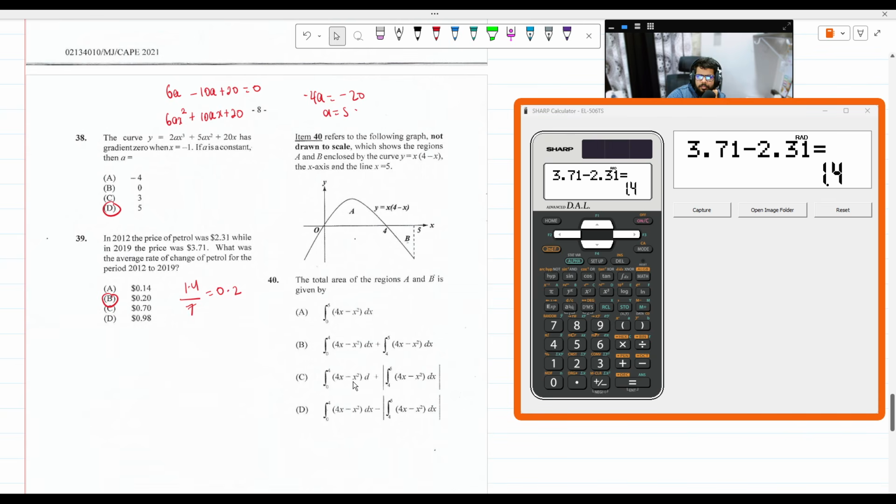Number 40, this is a repeat question. We need to get the modulus between 5 and 4 of 4x minus x squared, and the first piece is going to be between 4 and 0 of 4x minus x squared. And I have to add both of them. So C is the answer. If I wanted to use a takeaway, I would just drop the modulus.